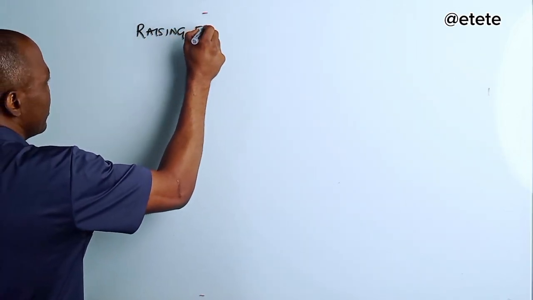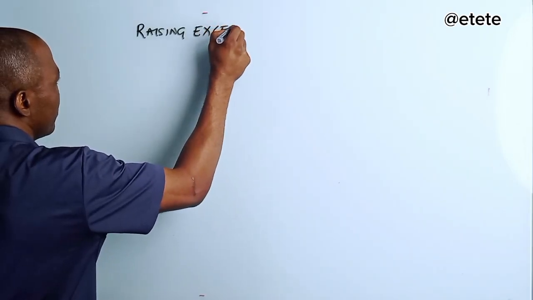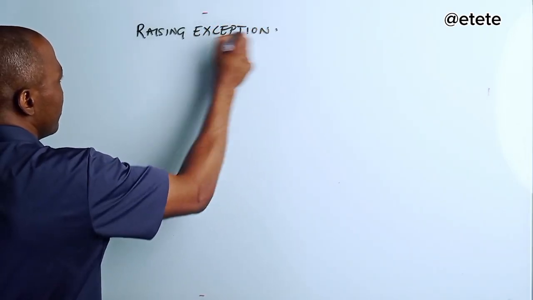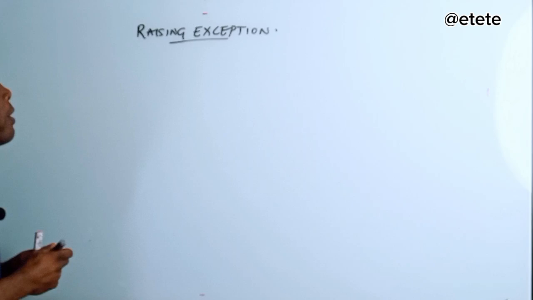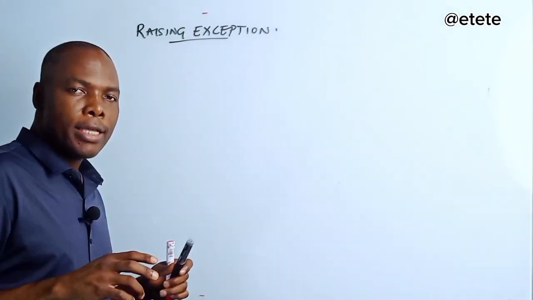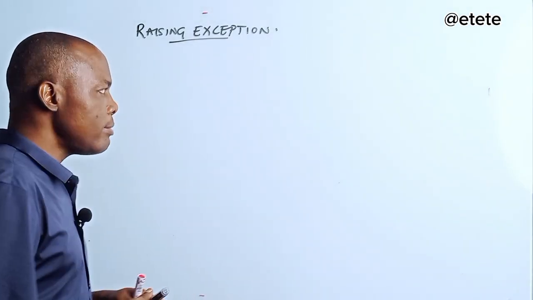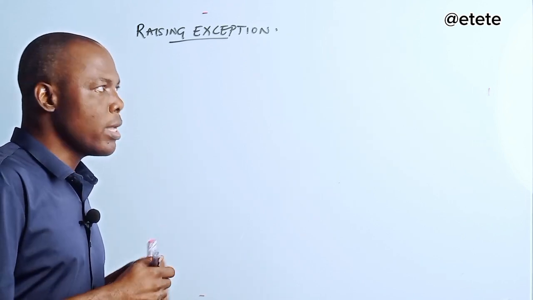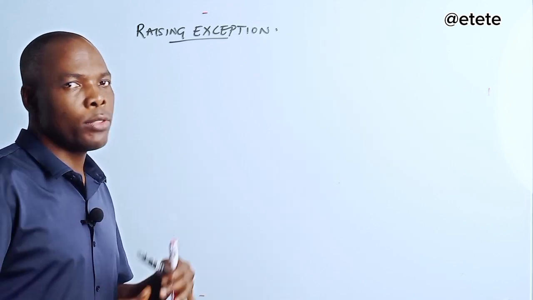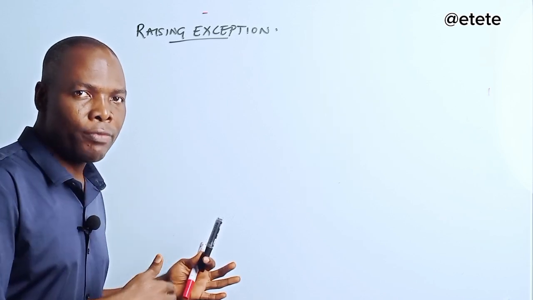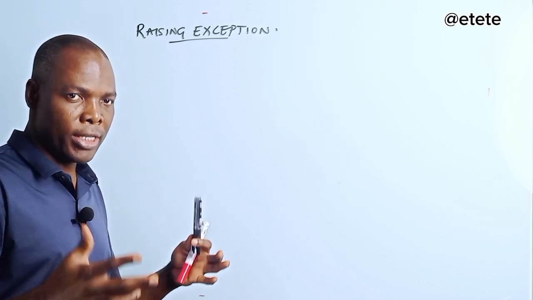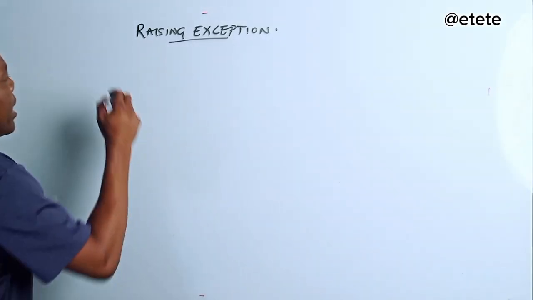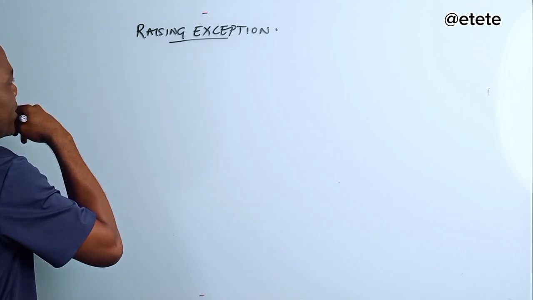Raising exception, right? So I am going to create an exception class. We've done inheritance, so this should not be a problem for you. And we've done object-oriented programming, so we've been creating classes. In my previous videos, you should go back and look at how to create a class. So here I am going to create a class.